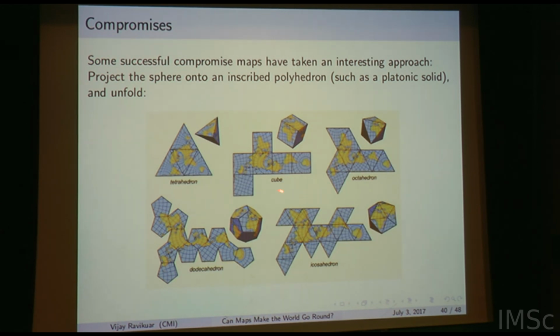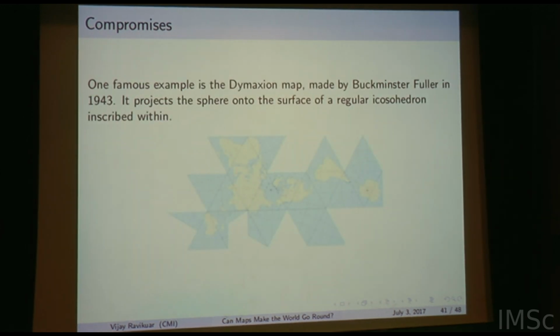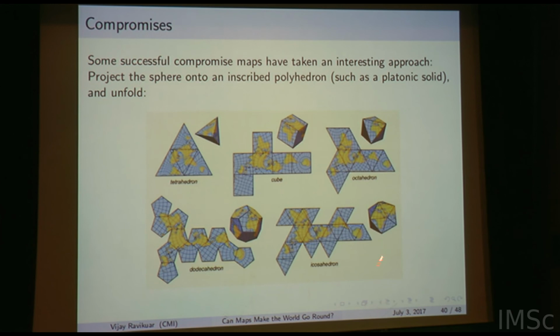So this is a very interesting approach to creating a map. One problem with it is that you no longer have a rectangular map. But if you're OK with that, then this is actually a really good way to go. So one famous example is the Dymaxion map, which was made by Buckminster Fuller in 1943. This projects the sphere, the same thing that we have over here, onto the surface of a regular icosahedron that's inscribed within the sphere.